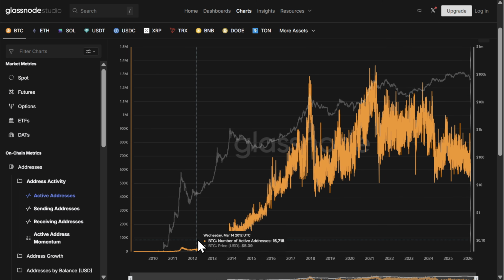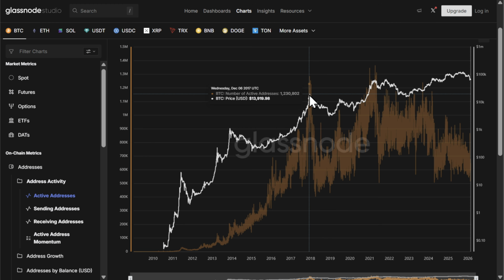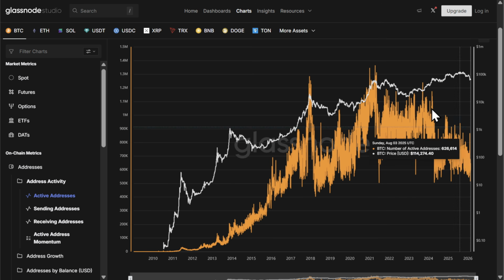This here is the number of active addresses on the Bitcoin network. And it continued to grow up until 2018. We subsequently had a bear market in Bitcoin, right? We went from 20K all the way down to 3.5K. But even after the price continued to recover, the number of active addresses didn't really grow.